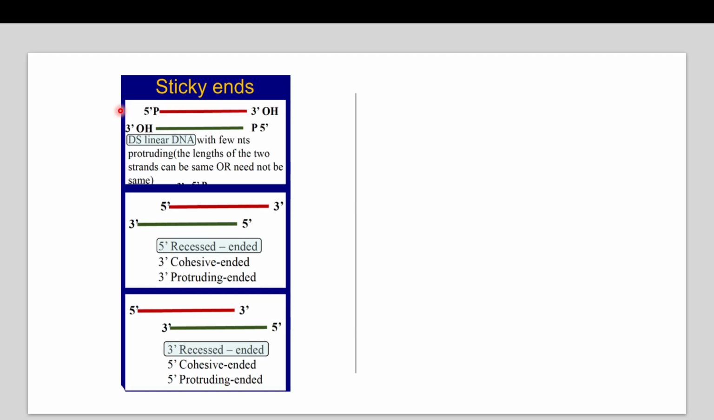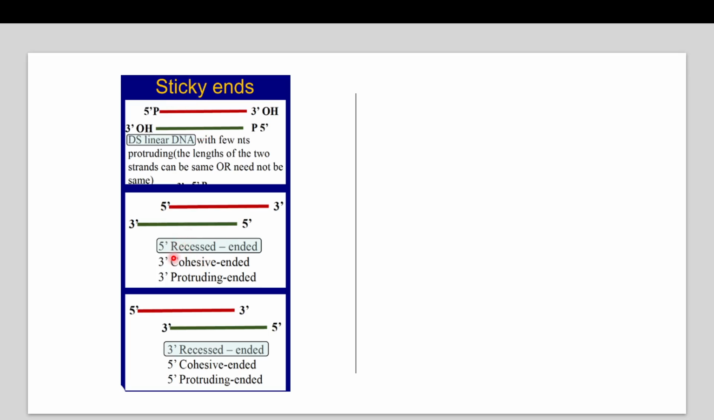In sticky ends also there can be different types, where sticky ends basically is a double stranded DNA which is cleaved at specific sites, having a few nucleotides protruding. What happens here is the lengths of the two complementary strands that have been cleaved can be the same or need not be the same. Suppose this is the parent strand, or the original DNA strand we are talking about. Now it has been cleaved by a certain restriction enzyme.